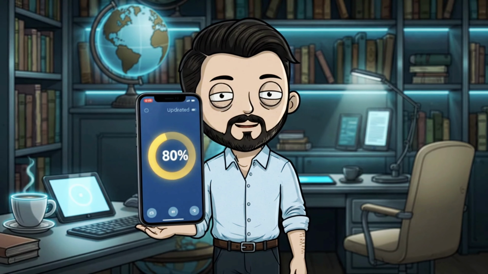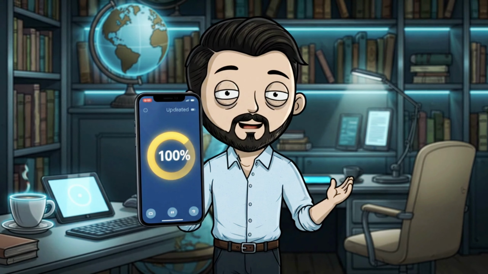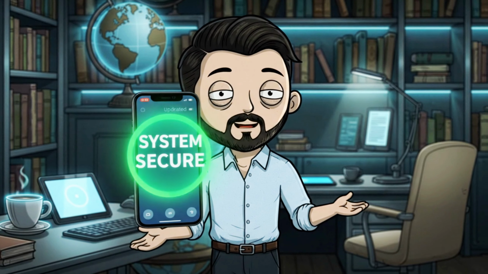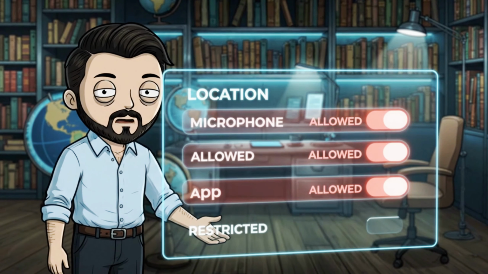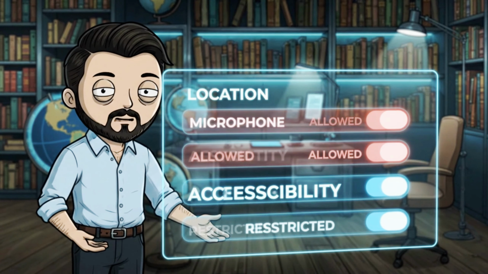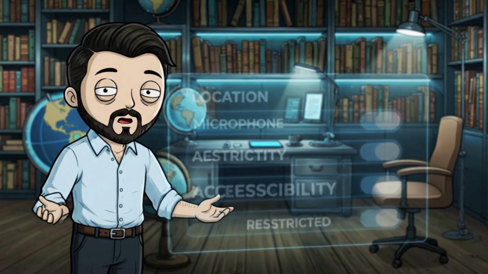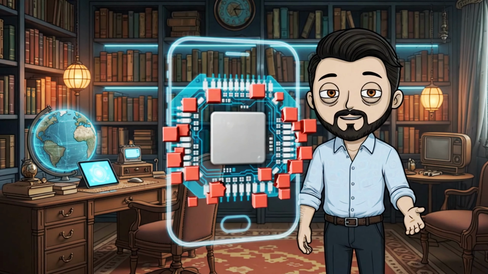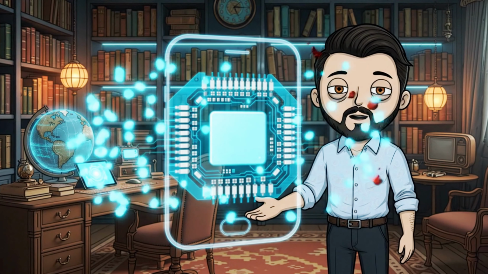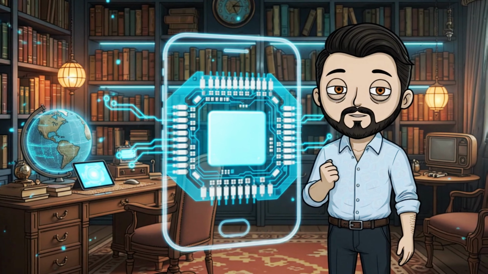Always keep your operating system updated. System updates contain critical patches that close zero-day vulnerabilities before they are widely exploited. Regularly audit your mobile application permissions. Revoke location, microphone, and accessibility permissions for apps that do not strictly require them. Reboot your smartphone daily. Frequent restarts flush volatile RAM memory, disrupting non-persistent malware strains that rely on temporary memory storage.